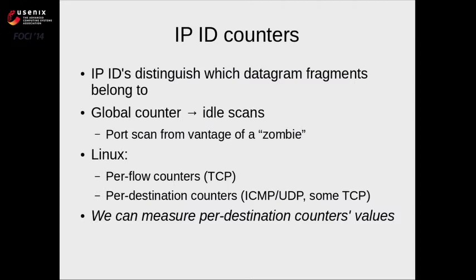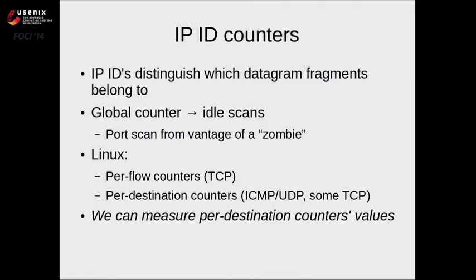But in the late 90s, we sort of discovered this is probably a bad idea. This leaks information. These things called idle scans were discovered. This allows you to do a port scan from the vantage point of some zombie without the guy that you're scanning even knowing that you're the one doing the scan. People thought, hey, this is a problem. So a lot of people tried to come up with different solutions to this.